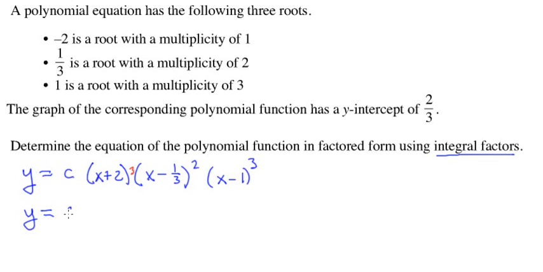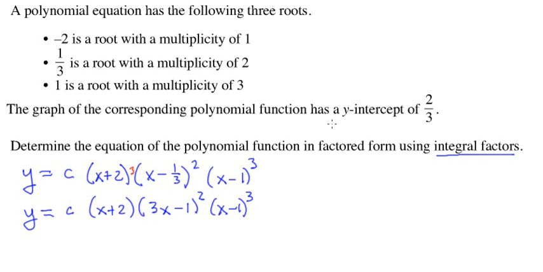So all you do is leave the integer factors alone. The x plus 2 and the x minus 1 cubed stay put. And this factor, instead of x minus 1/3, becomes 3x minus 1. And it's still multiplicity 2. Okay, so now it's all whole numbers, or integers rather. And the multiplicities are still good. And now we have to nail down our c.